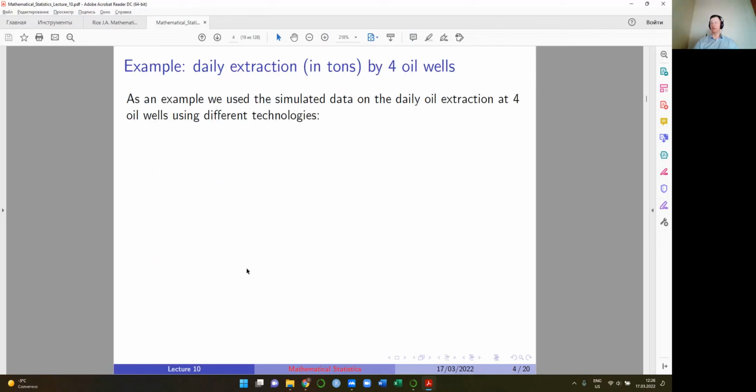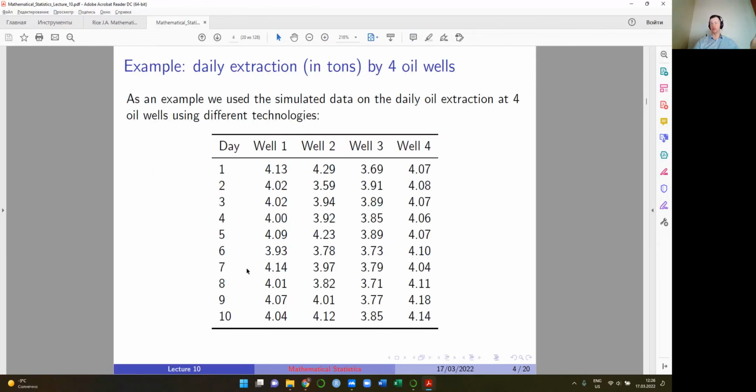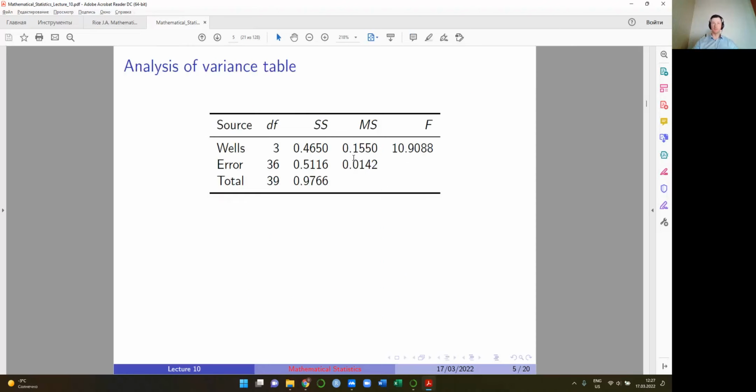So here is an example that we used in the last lecture, just as a reminder, because we will continue working with this example. So we had 4 oil wells, we have 10 days of observations, we recorded the daily extraction of oil for each oil well, and our task was to test if a particular well has significantly different productivity compared to other wells, or maybe several of them. So we wanted to apply that ANOVA test.